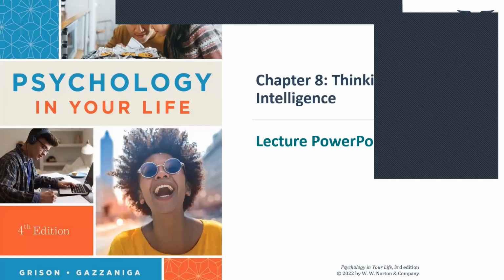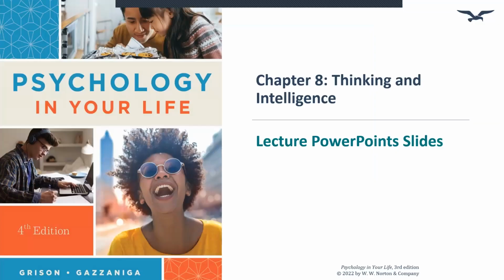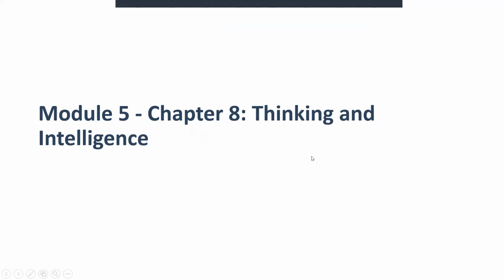Hello, Psych 101 students. Welcome to Module 5, Chapter 8, where we will look at thinking and intelligence. In this chapter, we will consider how we represent ideas in our minds and how we use these ideas to solve problems and make decisions. So it is Module 5, Chapter 8, Thinking and Intelligence.